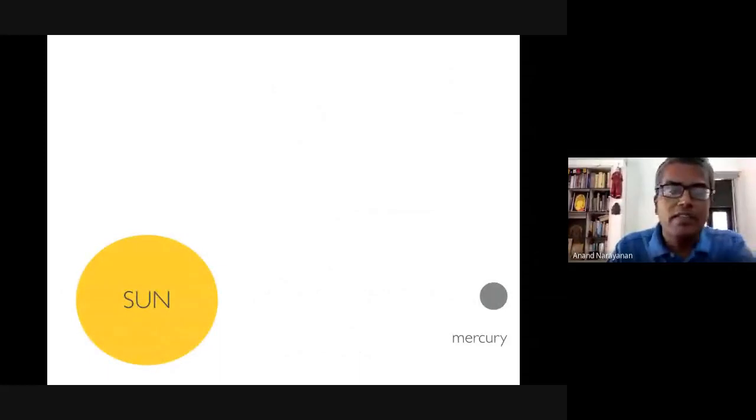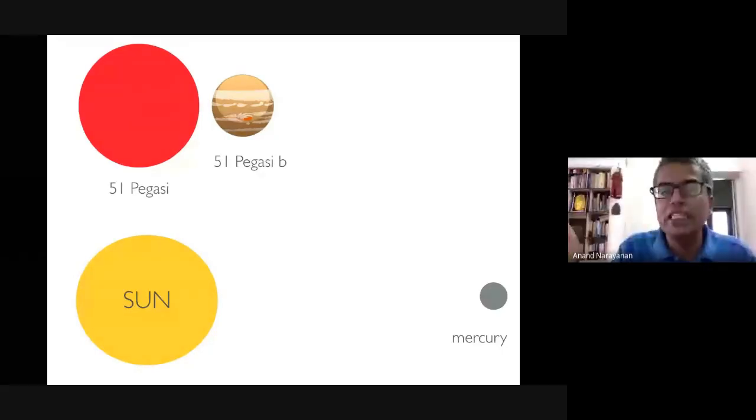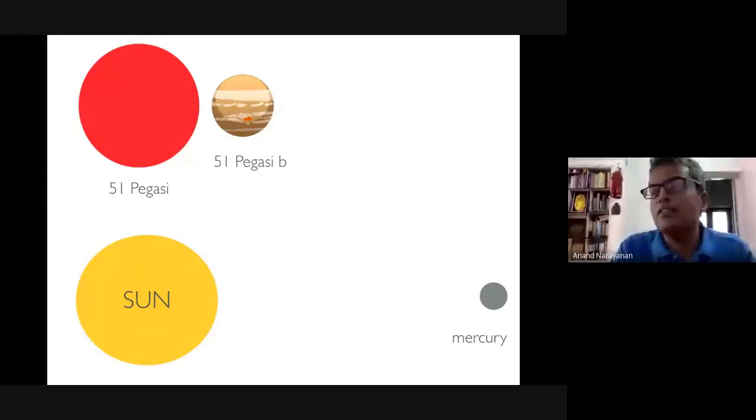So if this is the Sun and that's Mercury, then the star 51 Pegasi has a planet, 51 Pegasi b, which is almost touching the surface of the star. So in all likelihood, this planet is not very stable. Its orbit is probably decaying. 100,000 or a few million years from now, the planet may plunge into the star. The planet probably formed far away from the star, and since then the orbit has been decaying, and we have caught it when it's very close to the star.